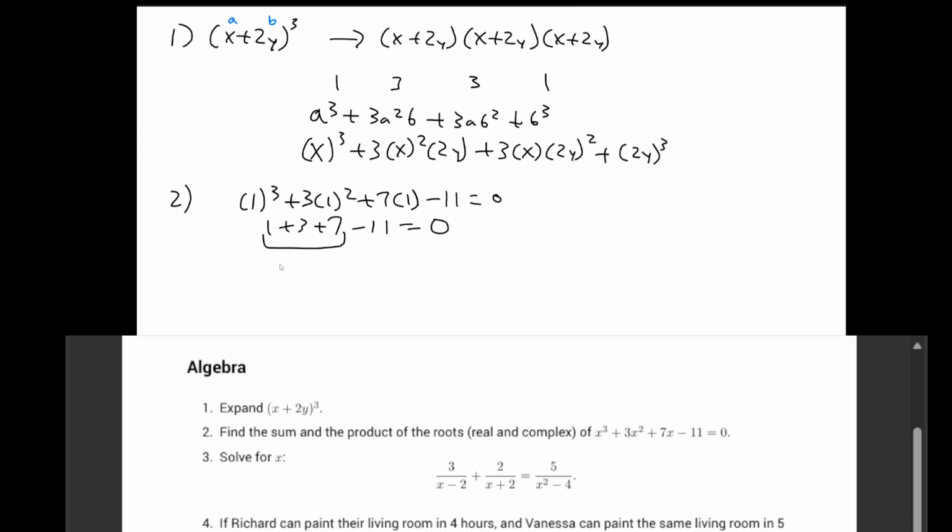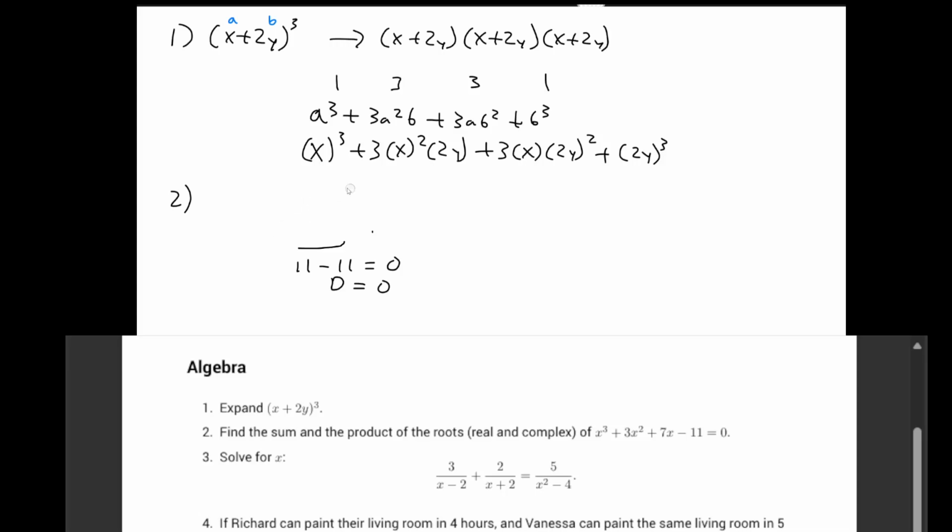This will sum up to 11. 7 plus 3 is 10, plus 1 is 11, 11 minus 11, and that equals 0, right? 0 equals 0. I just plugged in 1, and I was like, oh, it gave me 0. So that was clearly evident to me. If you do not know the rational roots test or Descartes' rule of signs, hopefully it's just evident to you: if you plug in 1, it just equals 0. It was clearly obvious to me that 1 was one of the roots.